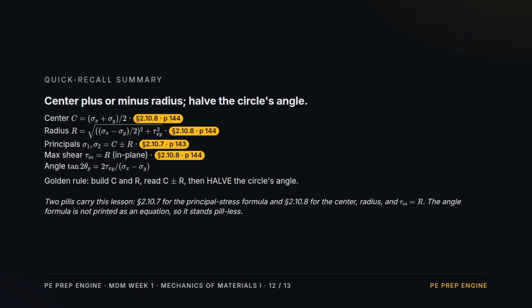Quick recall. The center is the average normal stress. The radius is the radical from the two legs, the half difference of the normals and the shear. The principal stresses are the center plus and minus the radius. The maximum in-plane shear is the radius. And the angle? The tangent of twice the plane angle is 2 times the shear over the difference of the normals. Build the center and radius, read center plus or minus radius, then halve the circle's angle.